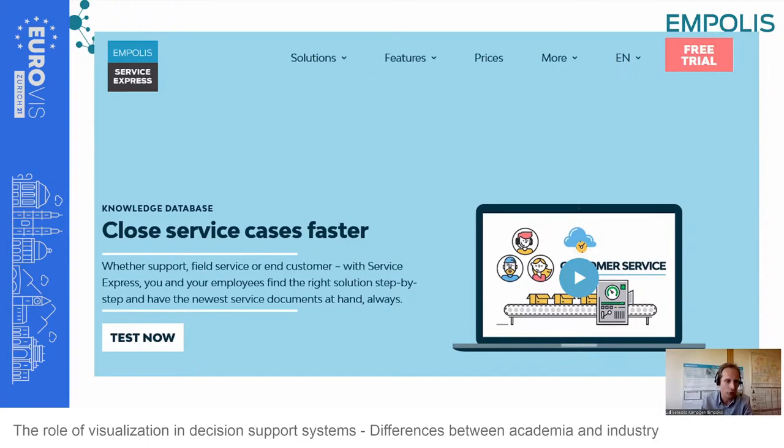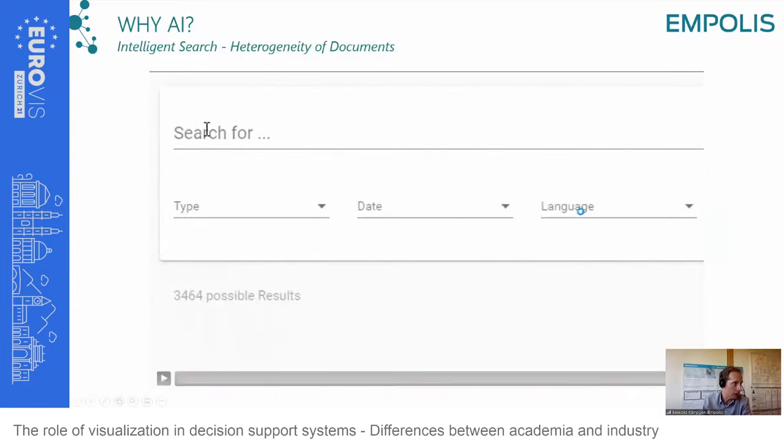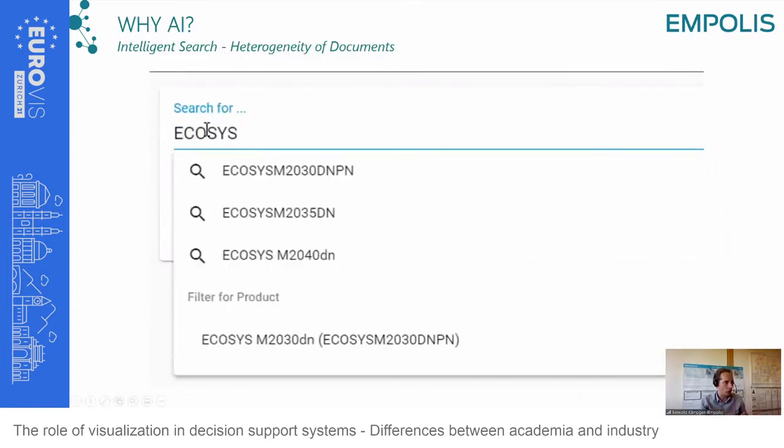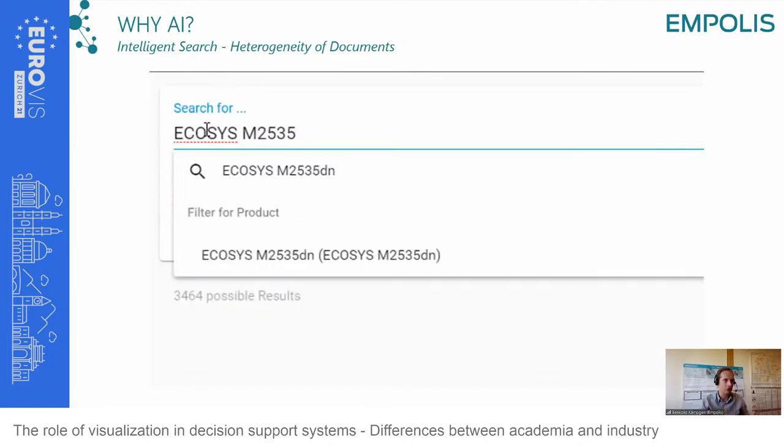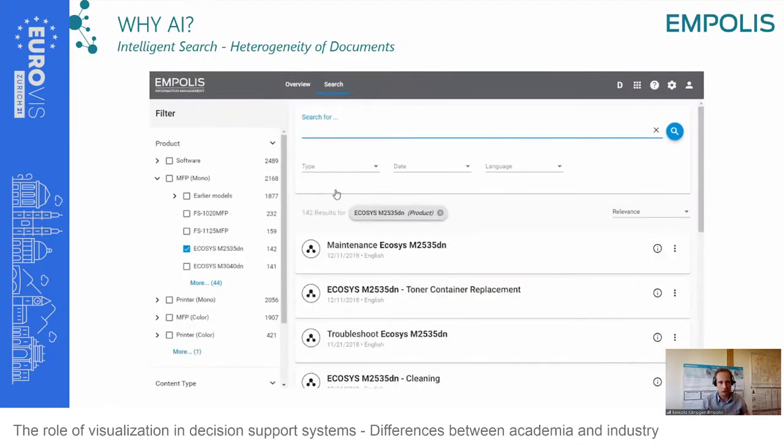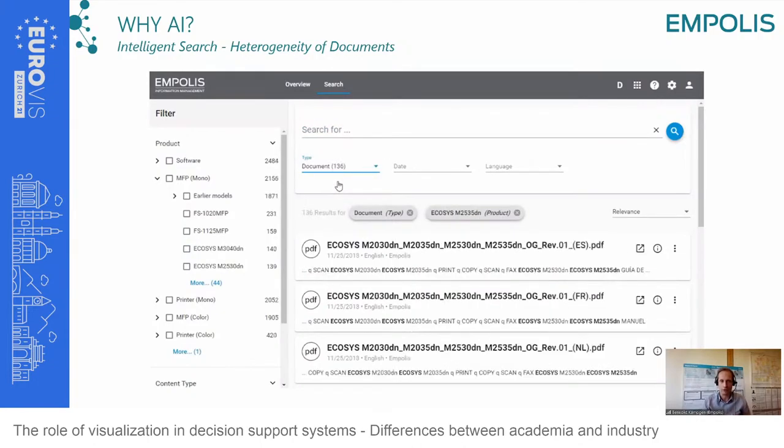And I want to give you a couple of examples of how a little bit of artificial intelligence is included in the product. Here you have intelligent search over heterogeneity of documents. So you can imagine that within documents, concepts are all the time described a little bit differently. You have spelling errors in the search query. You want to search as you would do it in Google, and this you would have via intelligent search.